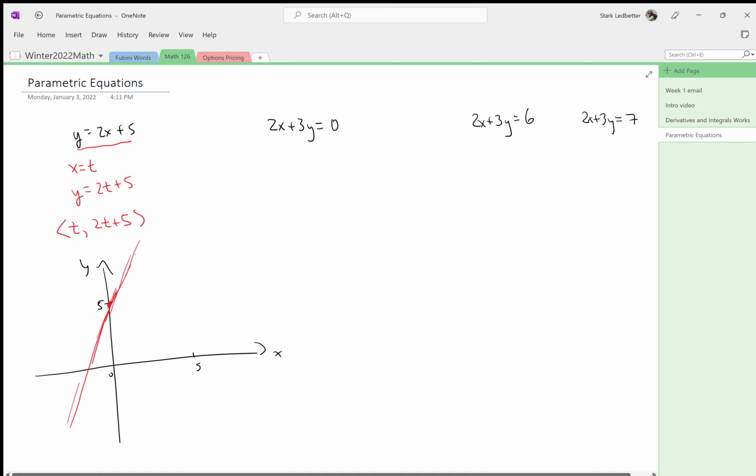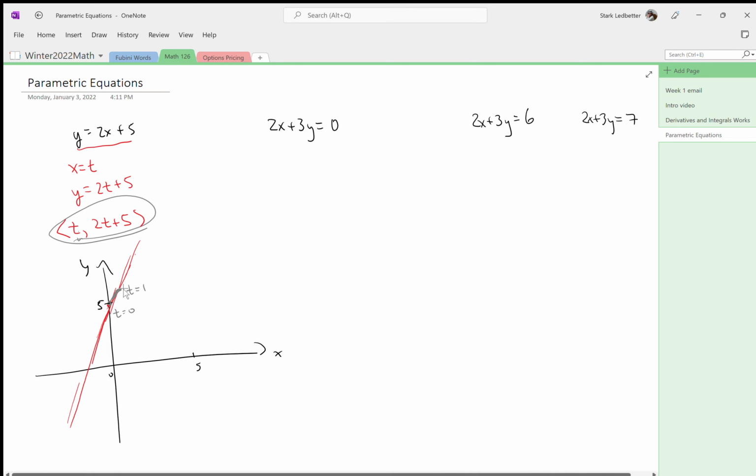So here is where t equals 0, right? Where t equals 0, x is 0, and y is 5. And then this vector kind of just shows where the point is. So if I set t equal to 1, then x would be 1 and y would be whatever it is, I guess 7. So this point is going to move according to where that vector tells me to go.